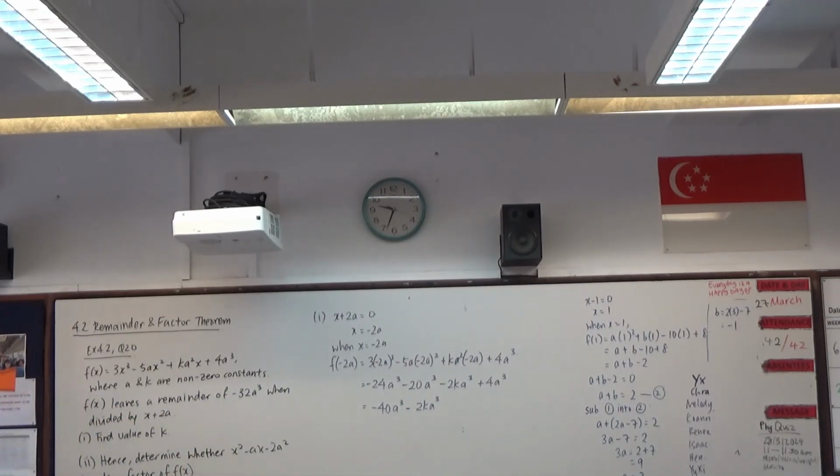Because the question says that the remainder is negative 32a cubed, I will be able to equate this to negative 32a cubed. Then bringing over the 40a cubed, I will get 8a cubed here.